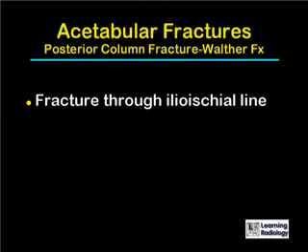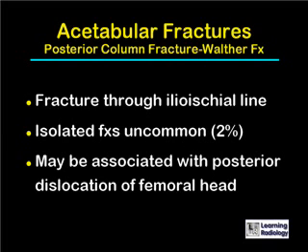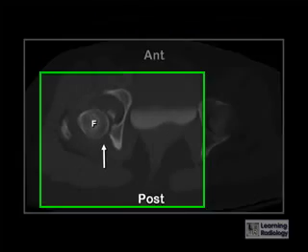Posterior column fractures, also called Walther fractures, are even more rare than anterior column fractures. They are represented on a plain film by fractures through the ilioischial line. They may be associated with posterior dislocation of the femoral head.